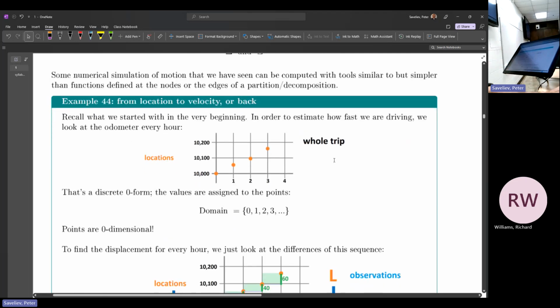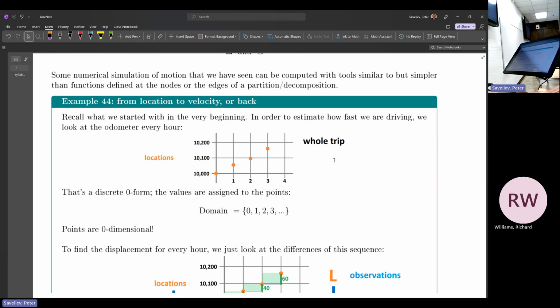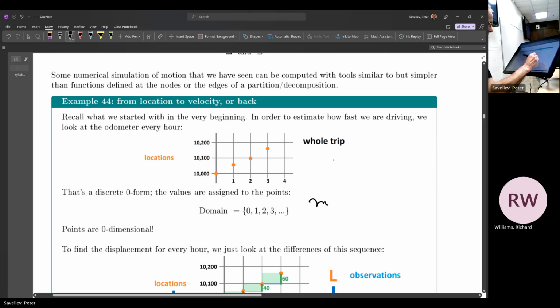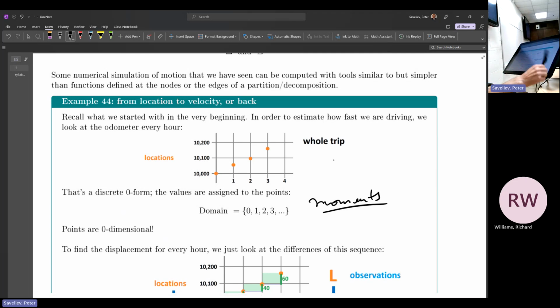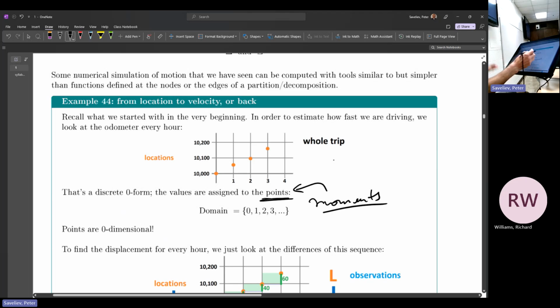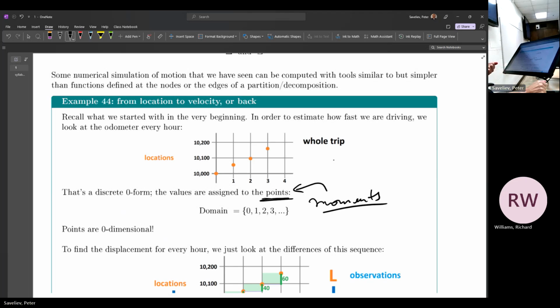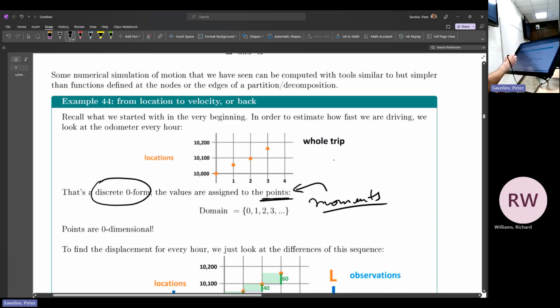Once again, the sequence of locations: if you think of this as a function, the domain is 0, 1, 2, 3. These are moments of time. You look at the odometer in this case, or you look at the milestones, one moment at a time. That's why the domain is made of points. Moments of time correspond to points, and what is so special about points? They are zero-dimensional. That's why we call this sequence a discrete zero-form.